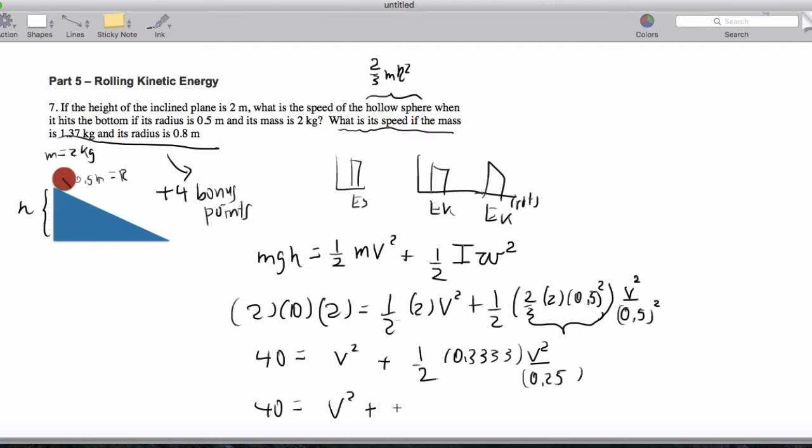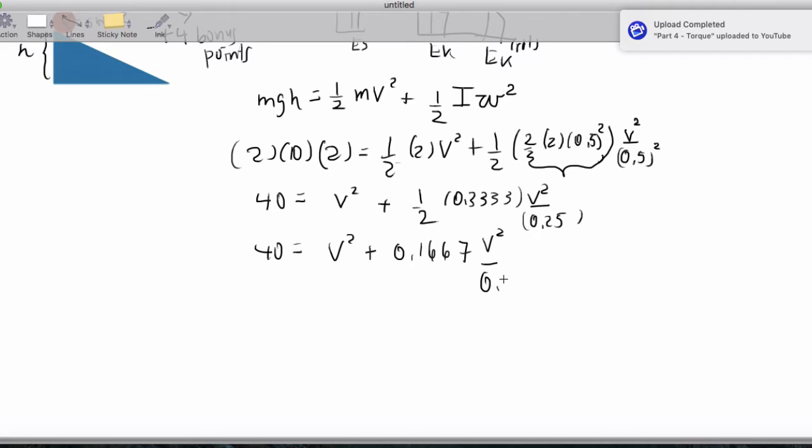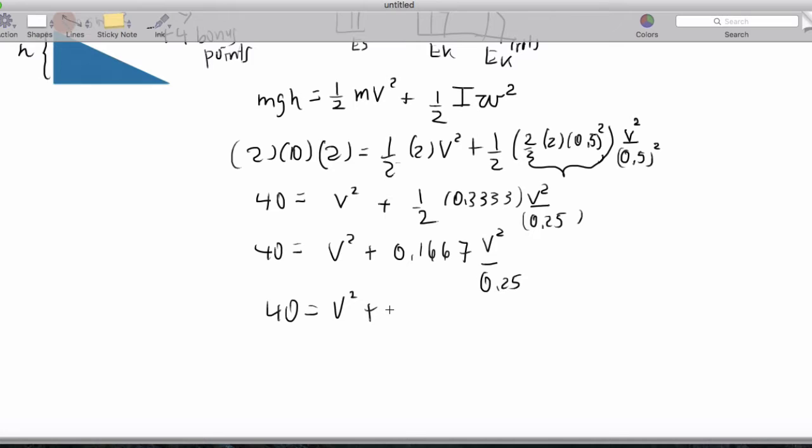That is 0.1667 v squared divided by 0.25. And we're going to continue. 40 equals v squared plus 0.6667 v squared. So I'm getting 40 equals 1 plus 0.6667 v squared.